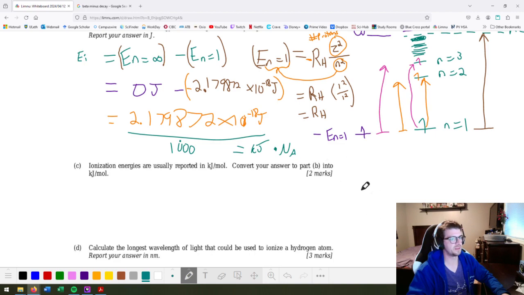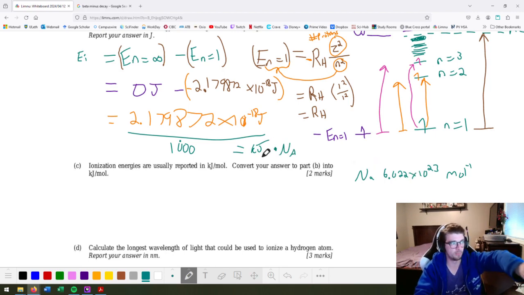And the units of Avogadro's number are, what is it, 6.022 times 10 to the 23 mole to the negative 1. So yeah, you multiply it by Avogadro's number, and you'd get units of kilojoule per mole.